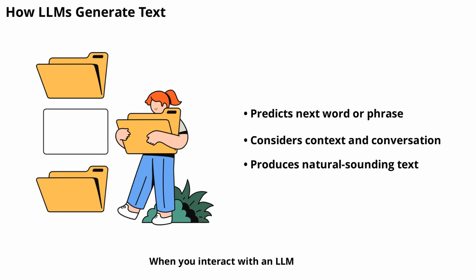When you interact with an LLM, it generates text by predicting the most likely next word or phrase based on the input it receives. This process happens one word at a time, with the model considering both the immediate context and the broader conversation. The result is text that often feels natural and coherent, whether it's answering a question, summarizing information, or writing creatively.